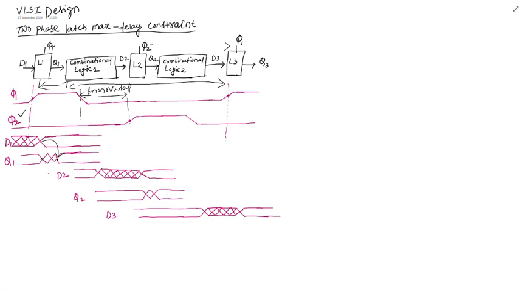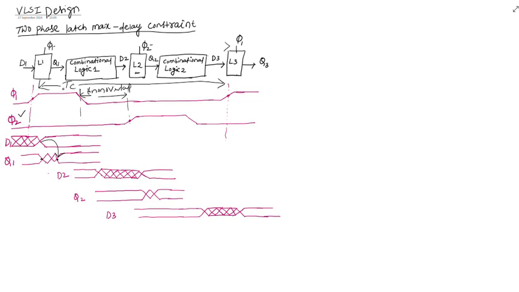Hello students, let us understand the concept of maximum delay of two-phase latch sequential circuits. You can see here latch L1 is given a clock signal phi 1. Latch L2 is given a clock signal phi 2. Over a cycle Tc, two latches L1 and L2 are used, connected to two different clock signals phi 1 and phi 2. That's why it is known as a two-phase latch sequential circuit.